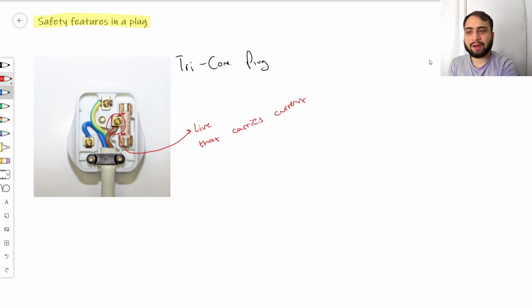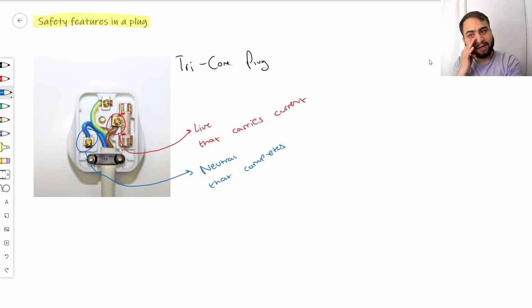Then we have our blue wire here. This is the neutral wire, and this is the wire that completes the circuit. Because remember, if the brown wire is a live wire and it's giving out current, that current also has to come right back to the plug to make a complete circuit. Because remember, an open circuit, an incomplete circuit, cannot transfer any sort of current at all.